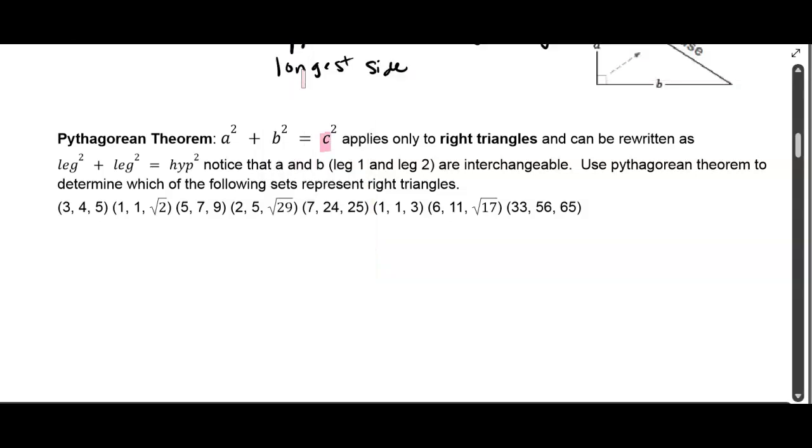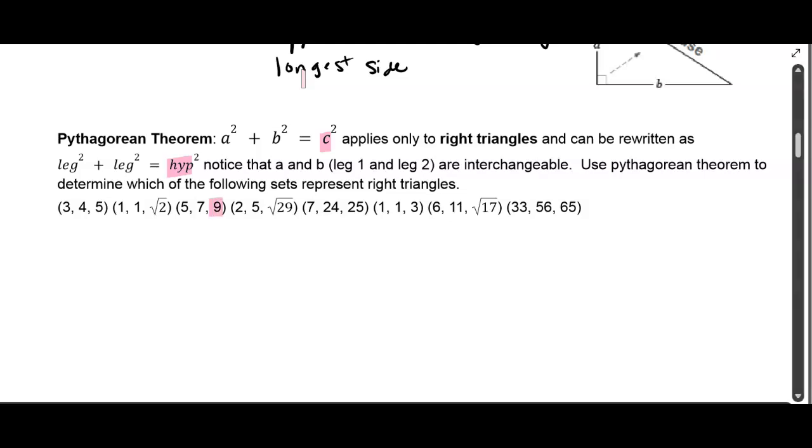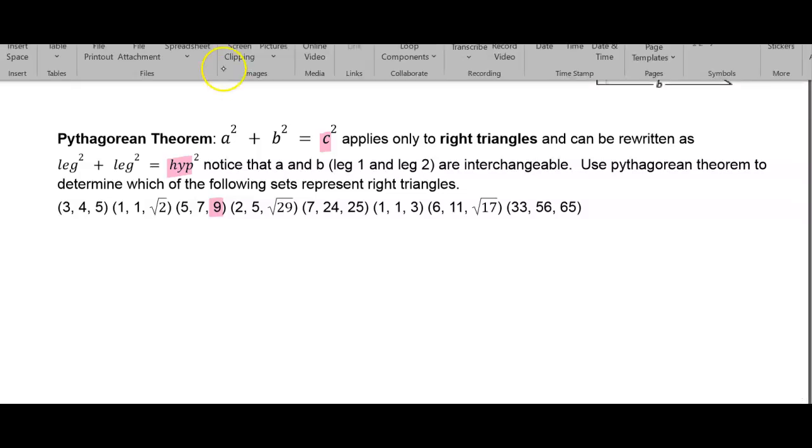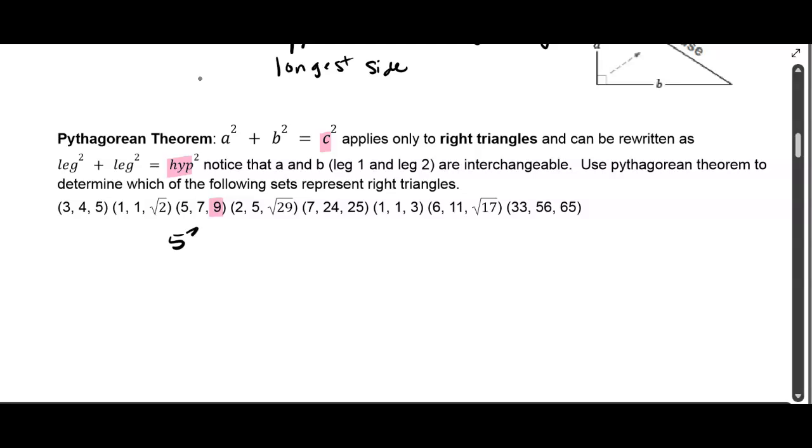C is your hypotenuse, which is your longest side. So remember to tell if you have a right triangle. Let's say I want to check 5, 7, and 9. Well, my largest side is 9. So I'm going to try 5 squared plus 7 squared is equal to 9 squared, and I want to see if this is true.